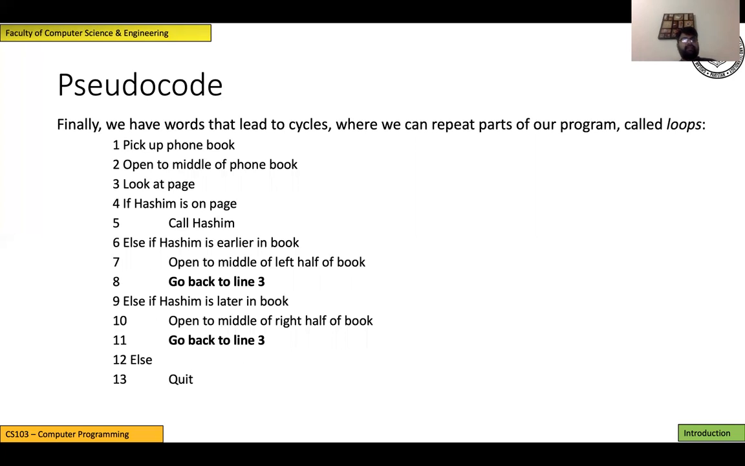And then there are other words that lead to cycles. For example, go back to line 3 commands here. I'm actually making you go back, and you can be stuck in a cycle or continue in a cycle. These cycles are what we call loops in programs.